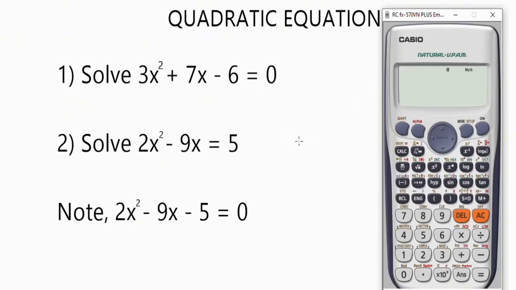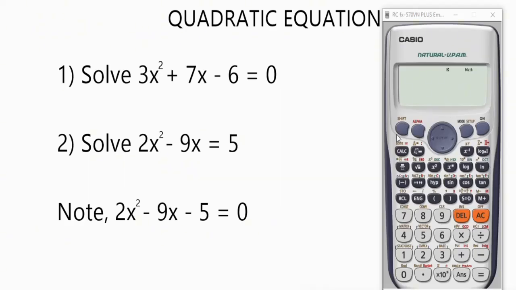Okay, so a quadratic equation is an equation in which the highest power of x, or the highest exponent, is 2. As you can see here, the highest exponent or power of x here is 2, which is 3x squared. Okay, this 3x squared here is the leading term in this quadratic expression.